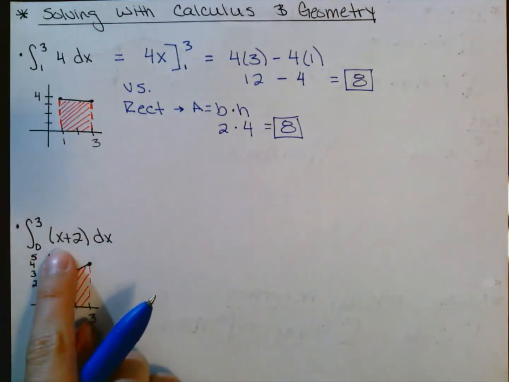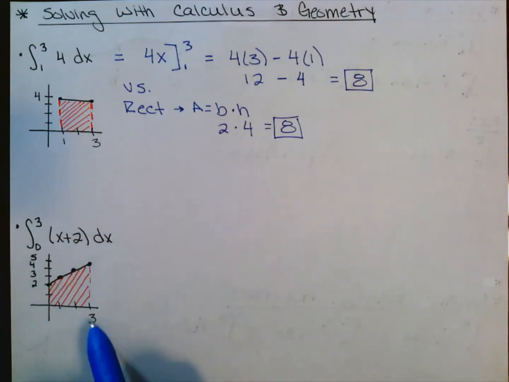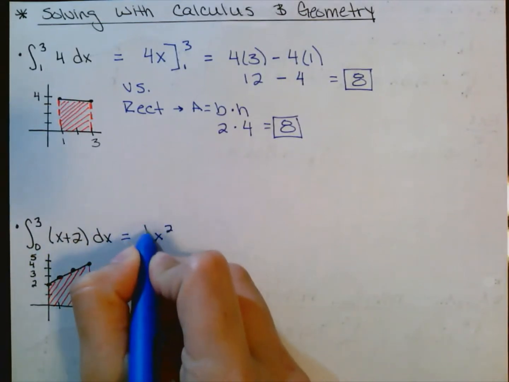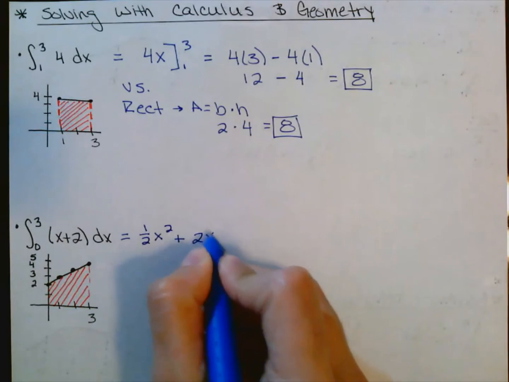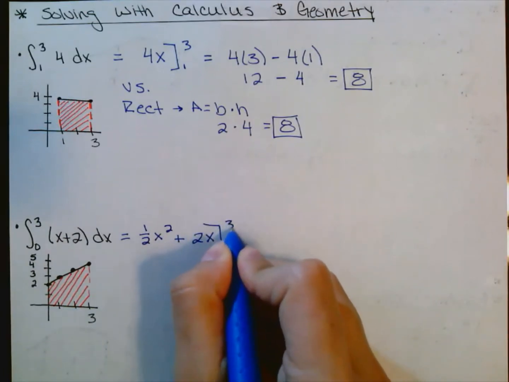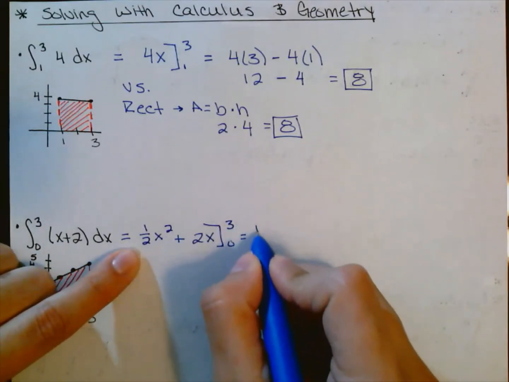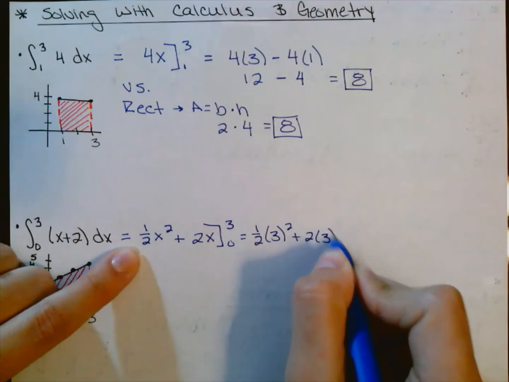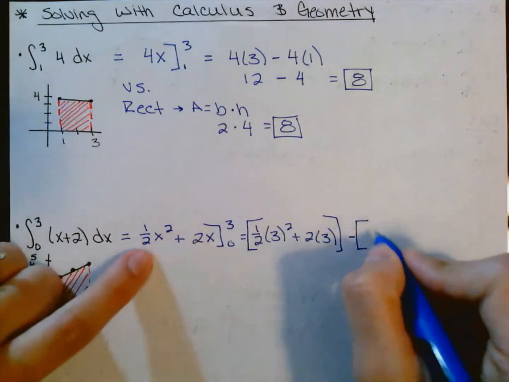Okay, I have a linear function of x plus 2, and I want to know the area under the curve from 0 to 3. So here it's drawn from 0 to 3. There's my linear function. Now calculus, I'll do the antiderivative. Add 1 to the exponent, I have x squared, divide by that new exponent, plus antiderivative of a constant of 2 would just be 2x. I'm doing this from 0 to 3. Next step, I'm going to plug 3 into my function, so f of 3 minus my function at a at 0.